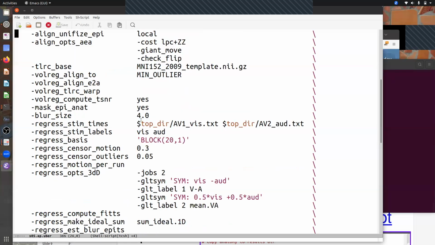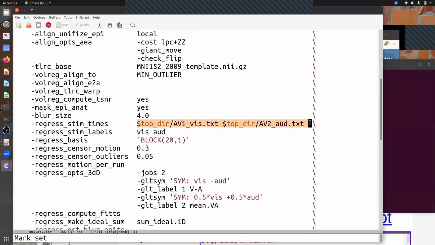But anyways, this is a task-based data set with 2 types of tasks, an audio and a visual stimulus. And you can not only tell the program to estimate what parts of the brain are responding to the visual stimulus more or audio stimulus, but you can make general linear models contrasting them.